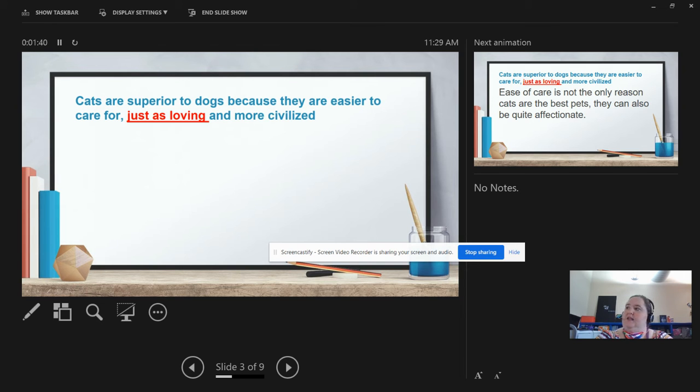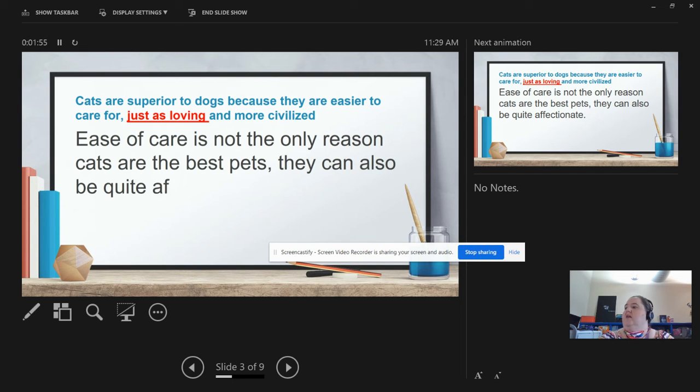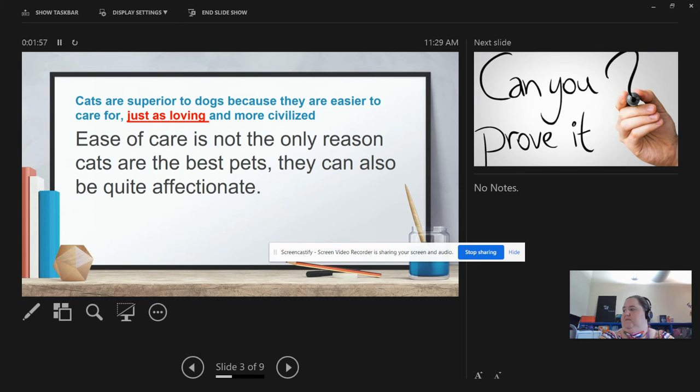So this is going to be the first sentence of my next body paragraph, right? So I'm going to connect. My last body paragraph was about how they're easy to care for. So I say, ease of care is not the only reason why cats are the best pets. They can also be quite affectionate. So, this is all my opinion. Notice how the first phrase here connects with my previous paragraph, and then it gives the topic of this paragraph, which is that cats are affectionate, right?